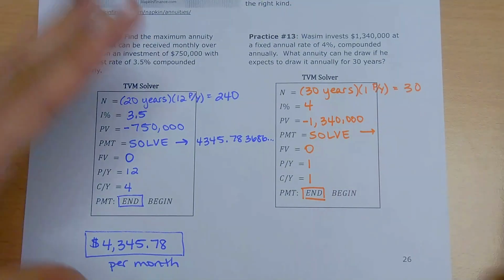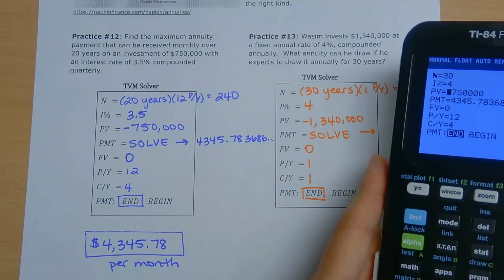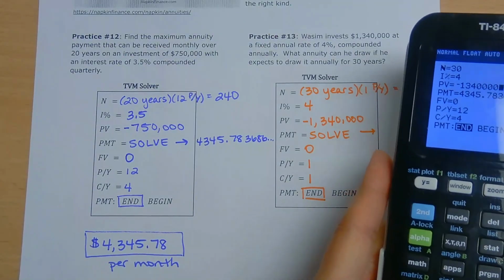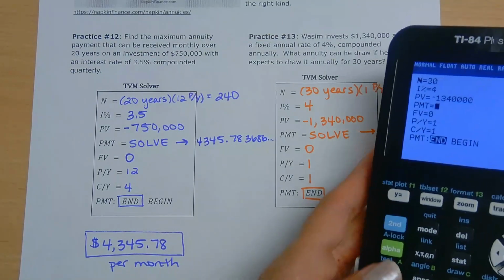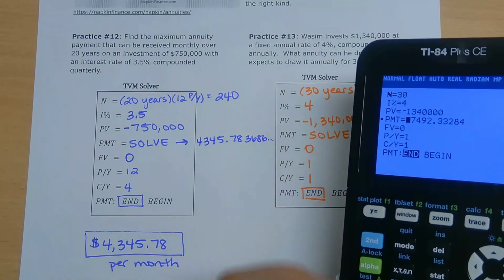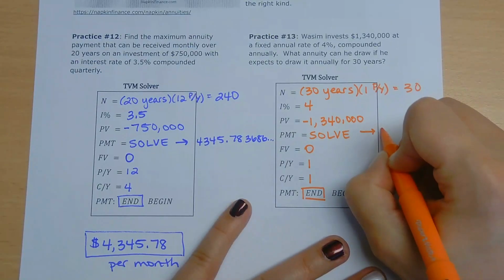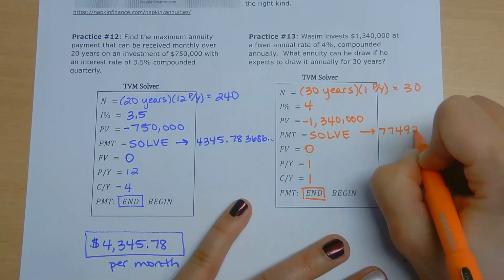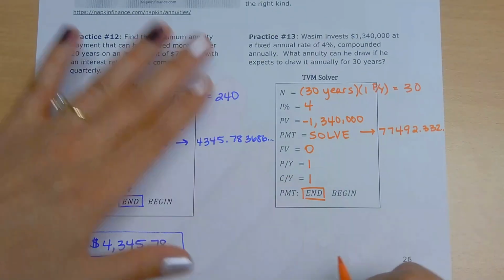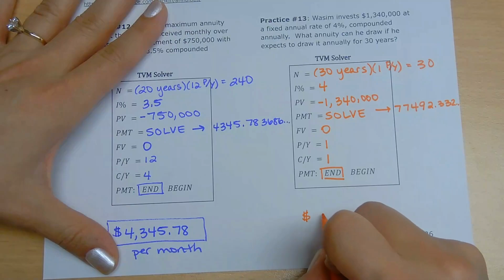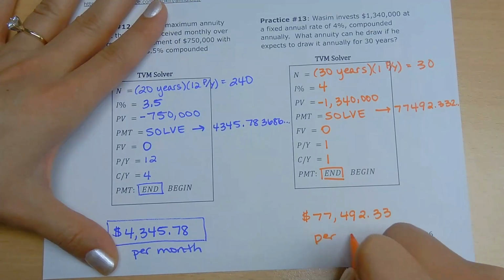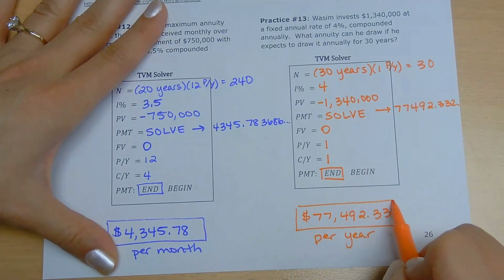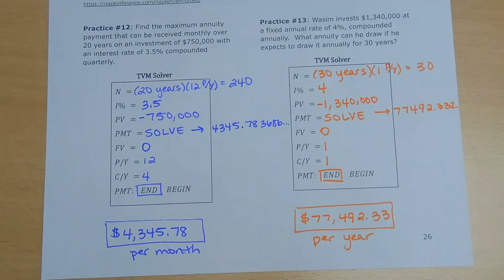So once again, I'm going to go into my calculator. Got 30, 4%, negative 1,340,000. Go down here, oops, hit 1 for both of these. And then I solve. Black box says I'm good to go. It's a positive number, which again makes sense because this money should be coming to me each year. In this problem, that's what annuity means. So what annuity can he draw or can he receive? It would be $77,492.33 per year, which maybe this is his retirement account or it's an investment of some kind because he could probably live off that. Hopefully this helps so we can try a few on your own.